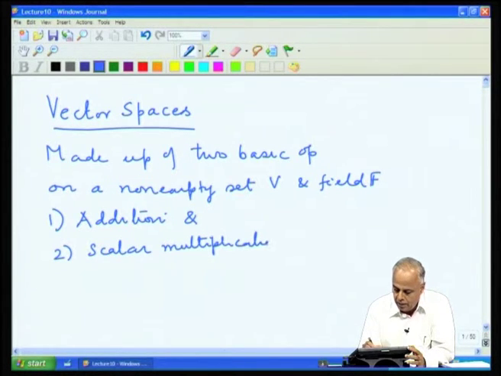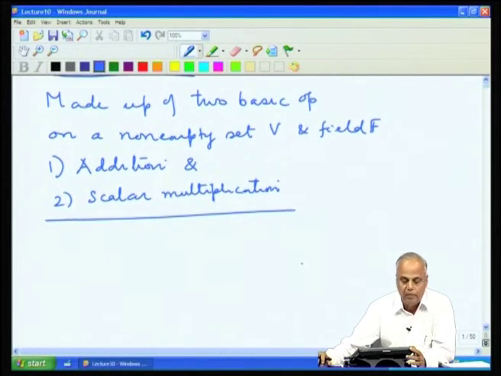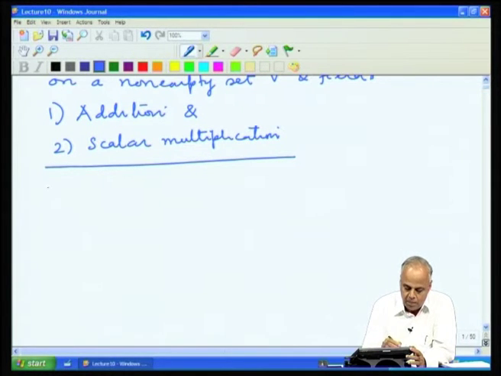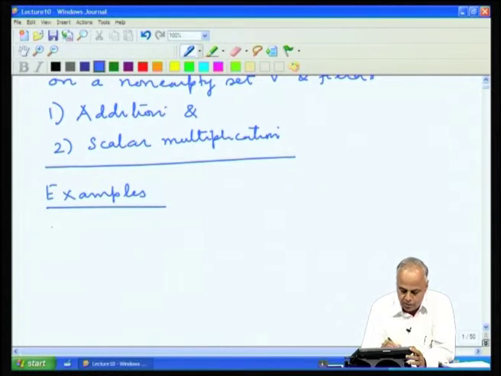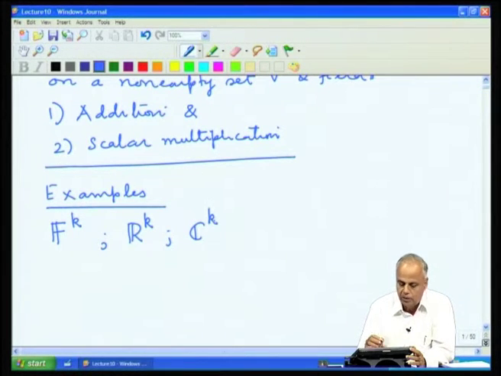We had the various laws connected with addition and scalar multiplication. Then we looked at a number of examples of vector spaces. Among them were these standard models and examples of F^k, the collection of k by 1 vectors over a field F. In particular, if we take F equal to R, we get the real vectors, and if we take F equal to the complex number field, we get C^k.